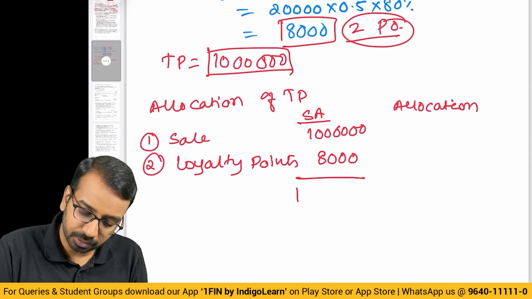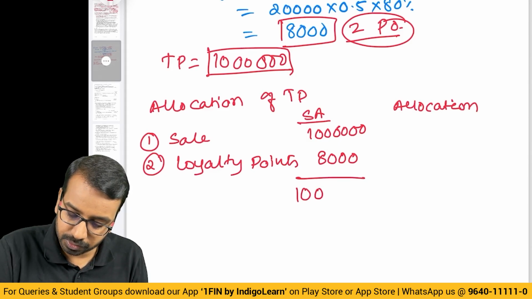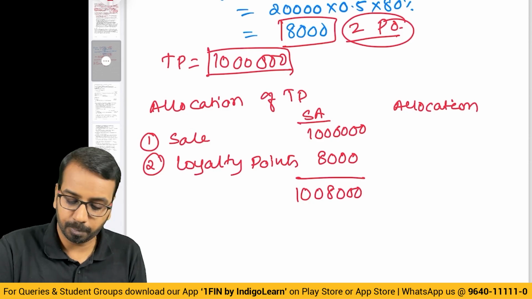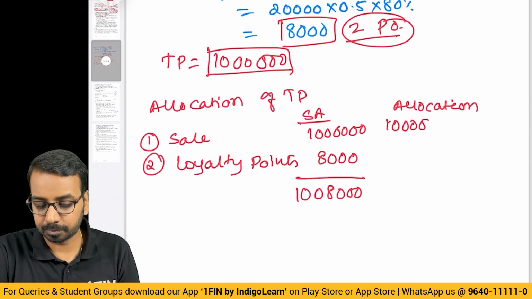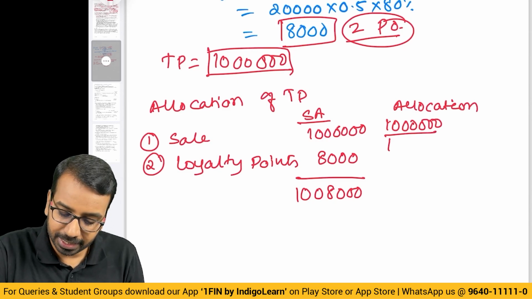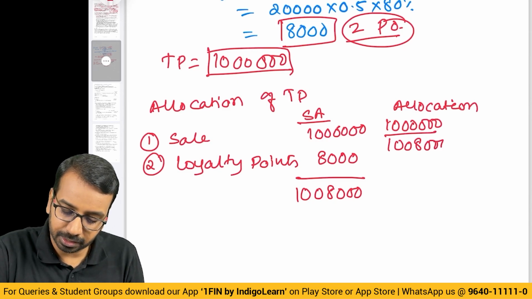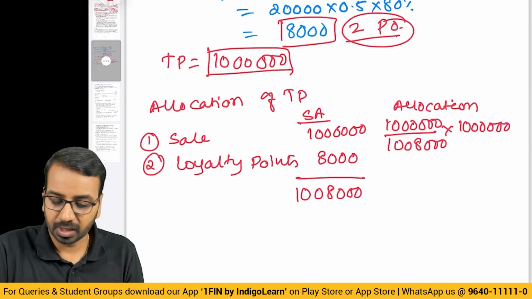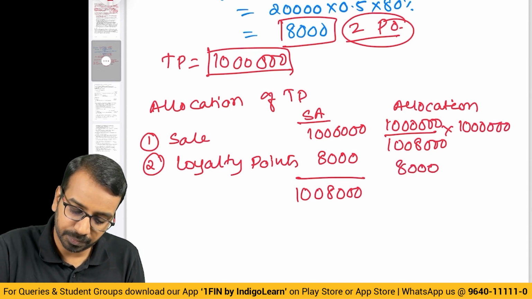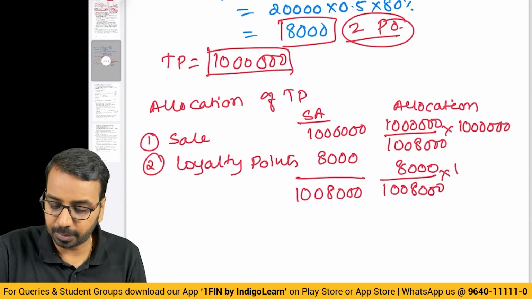The allocation would be pretty simple. The total standalone price is 10 lakhs 8,000. How much will be allocated? Here we will allocate 10 lakhs divided by 10 lakhs 8,000 multiplied by 10 lakhs. And here we will allocate 8,000 divided by 10 lakhs 8,000 multiplied by 10 lakhs.